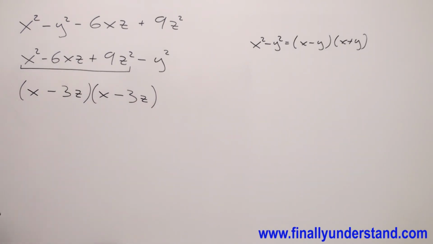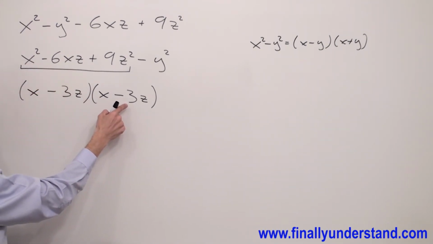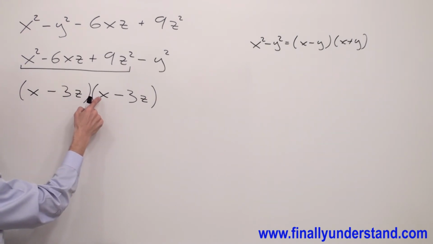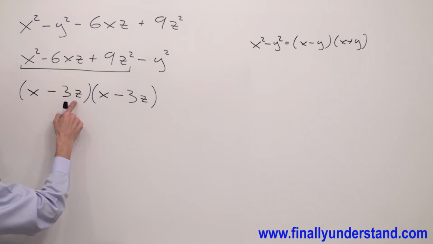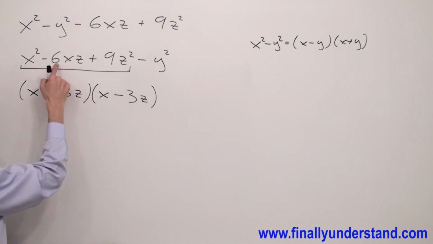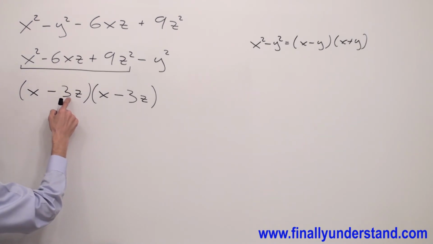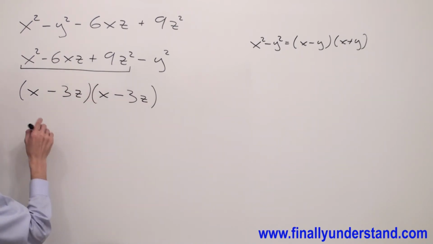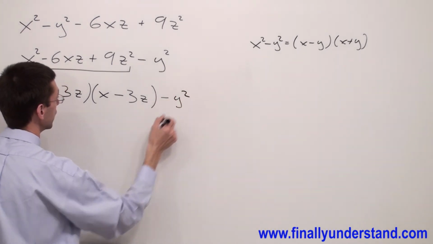Let's check if it's going to work. X times x gives me x squared. X times negative 3z gives me negative 3xz. Minus 3z times x is minus 3xz. So minus 3xz and minus 3xz gives me negative 6xz. And minus 3z times minus 3z gives me positive 9z squared. So my factoring is okay. I copy down minus y squared.